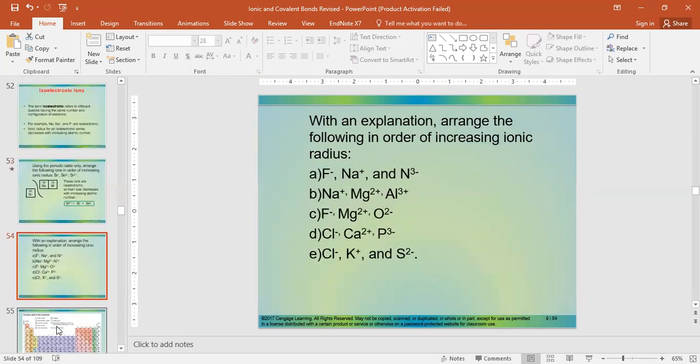Now, what we have here is, with an explanation, arrange the following in order of the increasing ionic radius. Again, you look at what is the order of their nuclear charge. You can see, and these are basically isoelectronic series. Then based on the explanation that we have already given, you can arrange them.